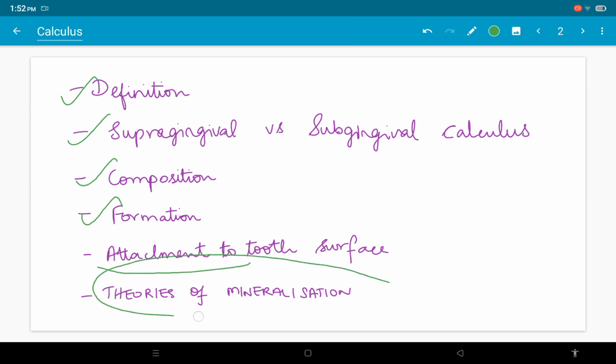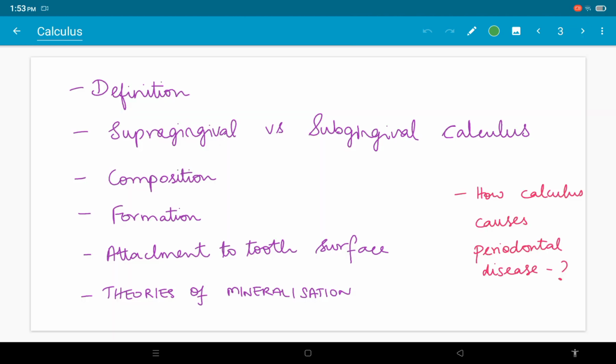Theories of mineralization alone we'll see in the next video, because since theories of mineralization is often asked as a short note question, I want to give some more emphasis to that. So that alone we'll see in the next video separately. And also how calculus causes periodontal disease will be dealt with in the next video.